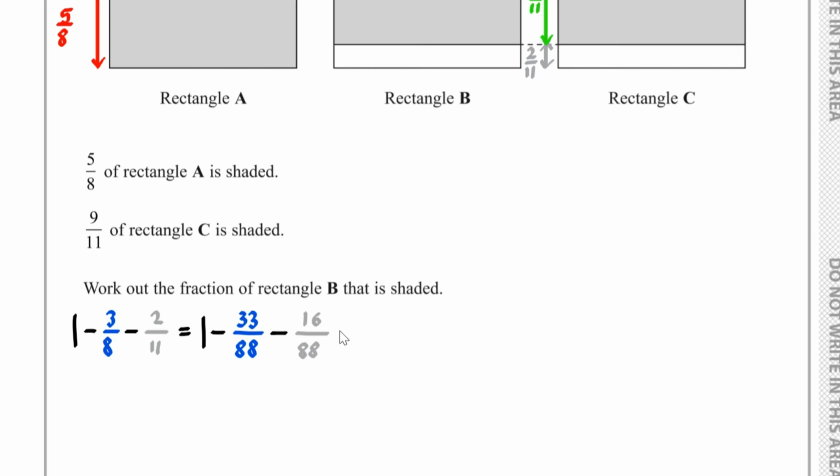So what this then is the same as is 1 subtract 49 out of 88. And if we work this out, we would have 39 out of 88. So we have 39 out of 88.